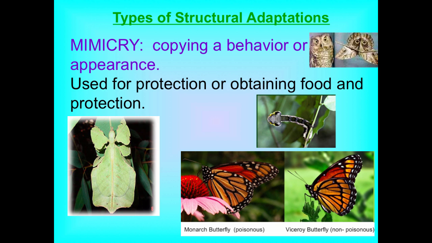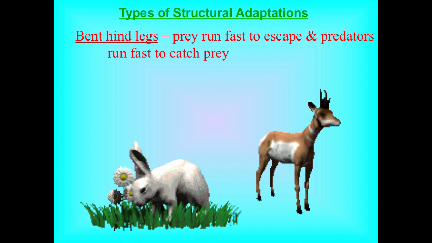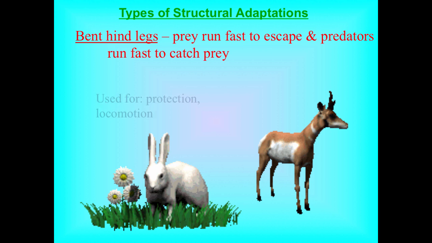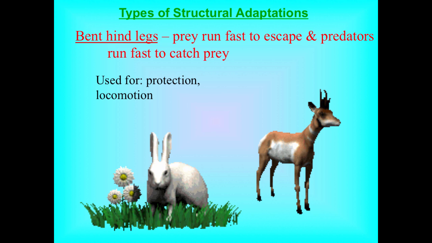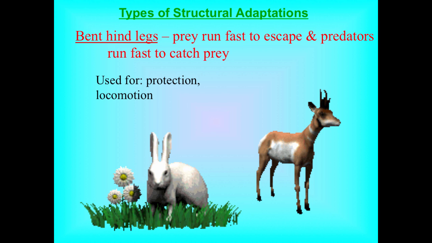They are used for protection or obtaining food and protection. So let's talk about bent hind legs. Prey run fast to escape from predators, and predators can run fast to catch prey. So the bent hind legs are used for protection and locomotion, which means to move.